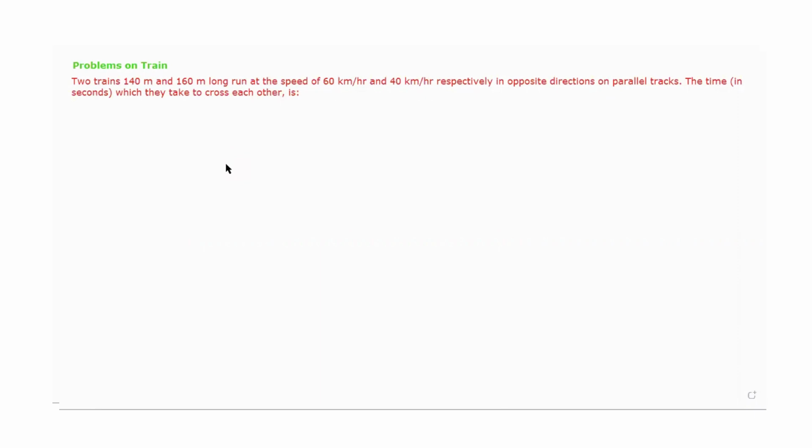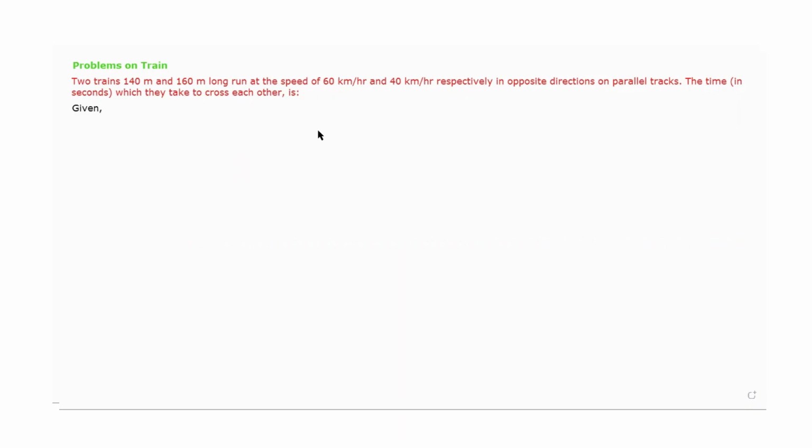Two trains 140 meters and 160 meters long run at the speed of 60 kilometers per hour and 40 kilometers per hour respectively in opposite directions on parallel tracks. The time, in seconds, which they take to cross each other, is? Answer: to find the time it takes for the two trains to cross each other, we need to calculate the relative speed and then divide the total distance by the relative speed.